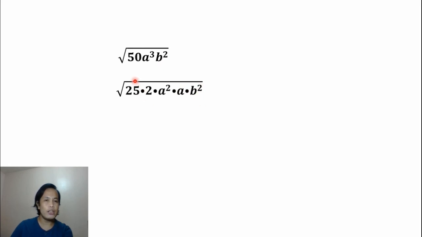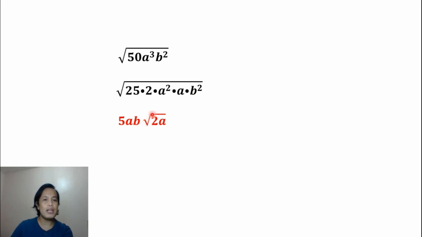So we have here the 25, which is a perfect square. A squared is also a perfect square. B squared is also a perfect square. So when we get the square root of these numbers, the square root of 25 is 5, the square root of a squared is a, and the square root of b squared is b.